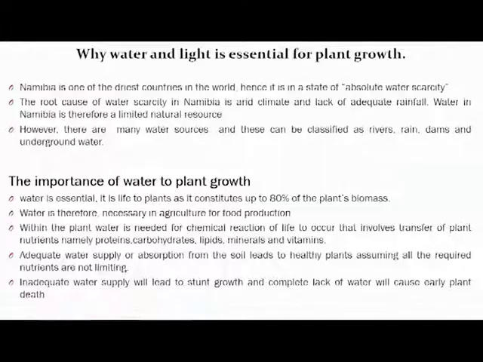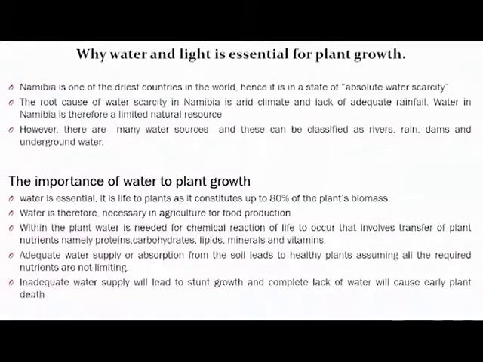Now, the importance of water to plant growth is that water is very essential because it is life to plants, as it constitutes up to 80% of the plant biomass. Water is therefore also necessary in agriculture for food production because water is used for irrigation purposes. So without water, agriculture cannot take place.